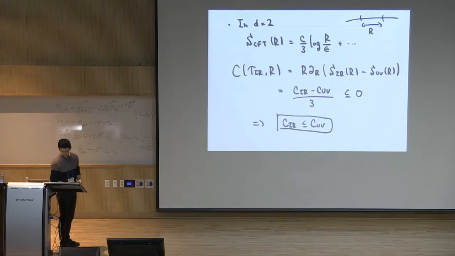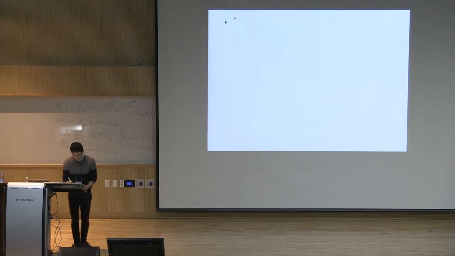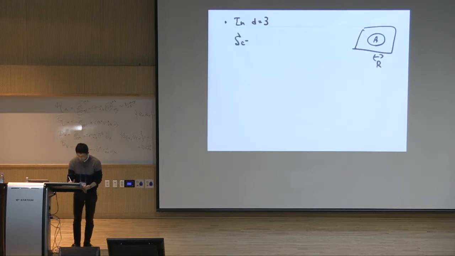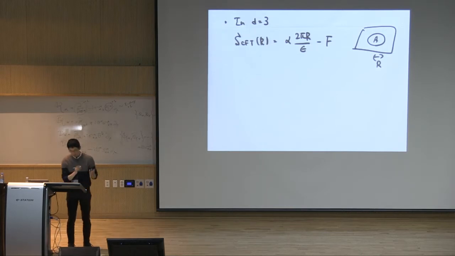Similarly, you can go to three dimensions, and you can also show the F theorem. Let me show you how it works in three dimensions. Now you have a disk region, a disk of radius R, and in this case you have a UV power law divergence. The UV divergent term is proportional to the area of the region, 2 pi R. This is also a convention, but the finite term is written as minus F. The minus comes just from convention.